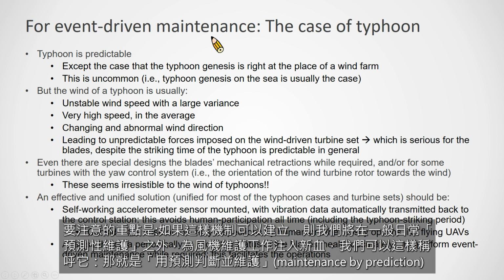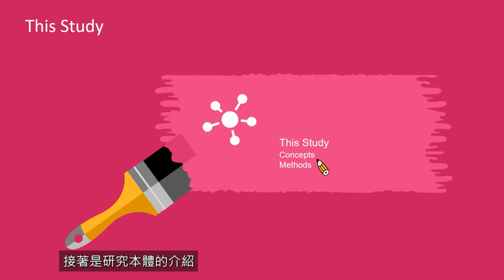So the ultimate solution should be a self-working accelerometer sensor mounted on the platform of the wind turbine, and we record real-time data, and then we analyze the data periodically to know the status of the brace health accurately. So we can perform event-driven maintenance while required. This facilitates the operations. Then let's go on to introduce the concept of this study and the methods used in this study.